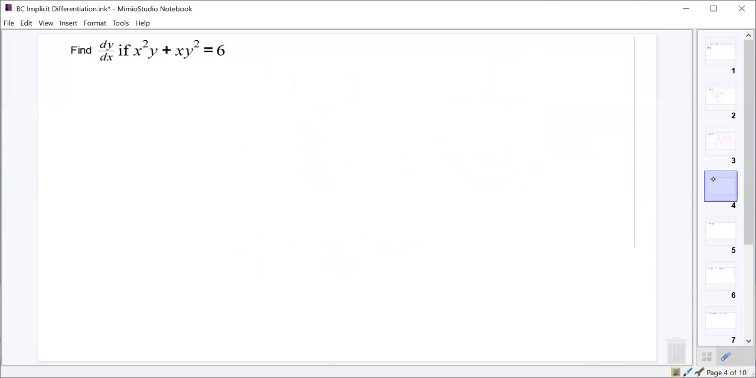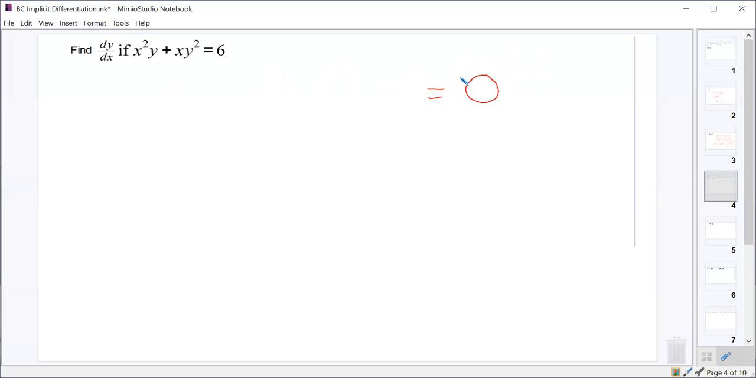Wonderful. All right. Let's do this slightly more complicated one together, and then I'll let you guys do one or two on your own to make sure you're still able to do this without my expert guidance. So we have x squared y plus xy squared equals 6. We're going to take the derivative with respect to x of both sides. On the right-hand side, that's very easy. We should get 0.